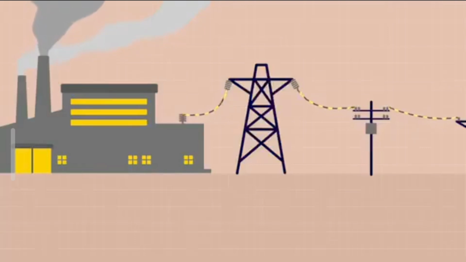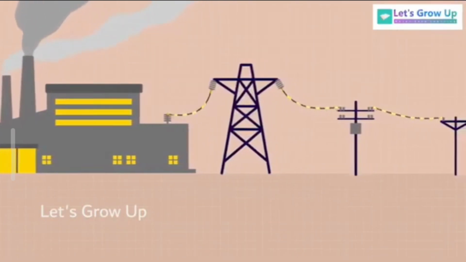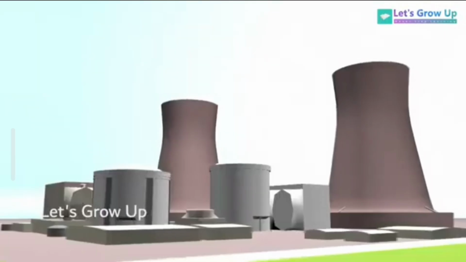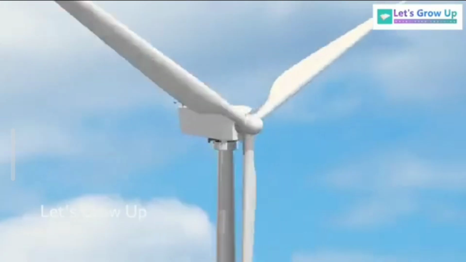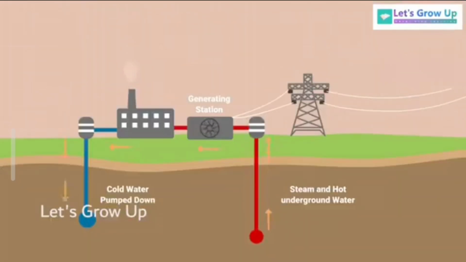The electricity is generated at power plants, using a variety of energy sources including fossil fuels like coal and natural gas, nuclear power, hydroelectric dams, wind turbines, solar panels, and geothermal sources.